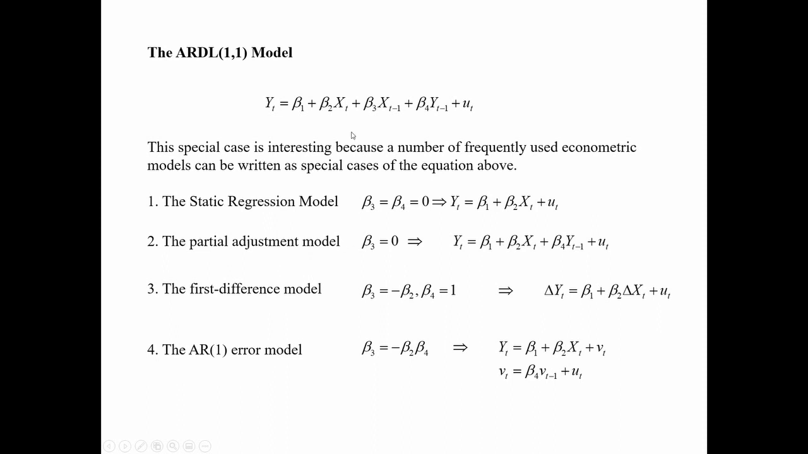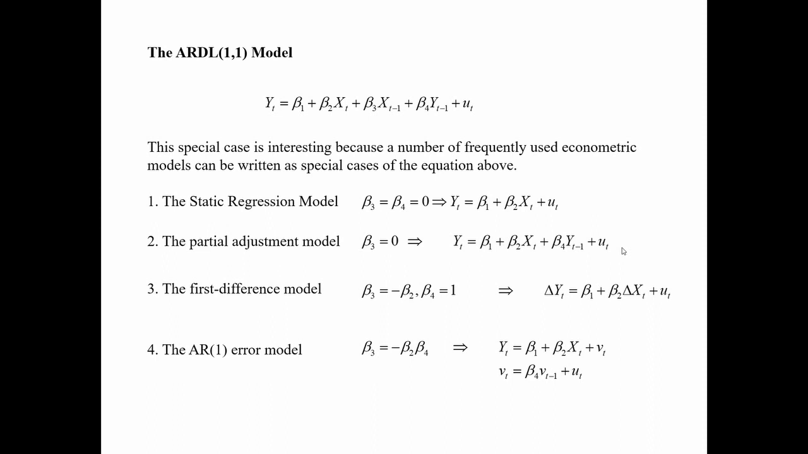Secondly, if we were to impose the restriction beta 3 equals 0, we'd have an equation of the form yt equals beta 1 plus beta 2 xt plus beta 4 yt minus 1 plus ut, and that is the partial adjustment model that we discussed in the lectures last week.